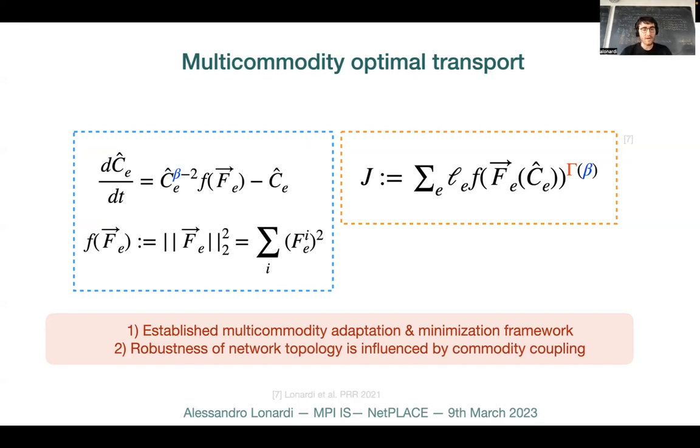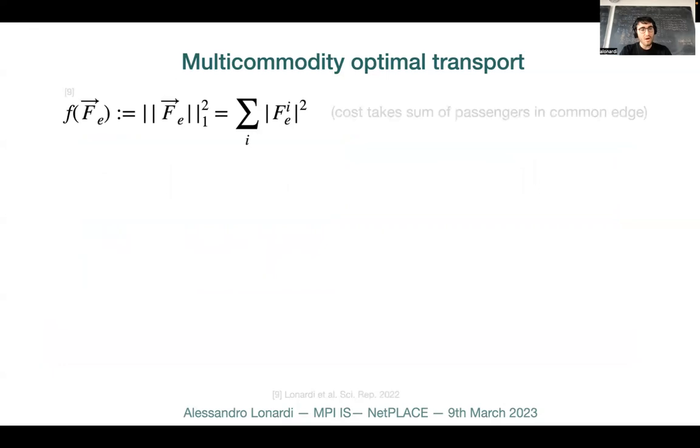And we took a function f that is conventional, that is useful mainly in order to establish theoretical guarantees. And we found that by using the L2 norm of these different fluxes, there are very strong theoretical guarantees, in the sense that solving one problem, the ODE problem, corresponds to solving the minimization problem. And then we studied which kind of implication this has on the final network that you obtain.